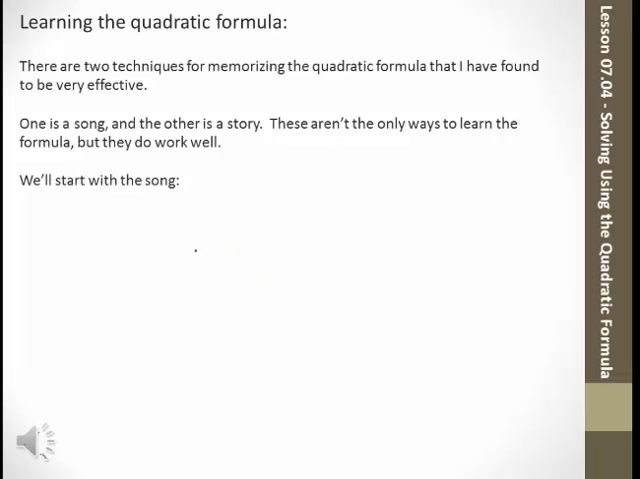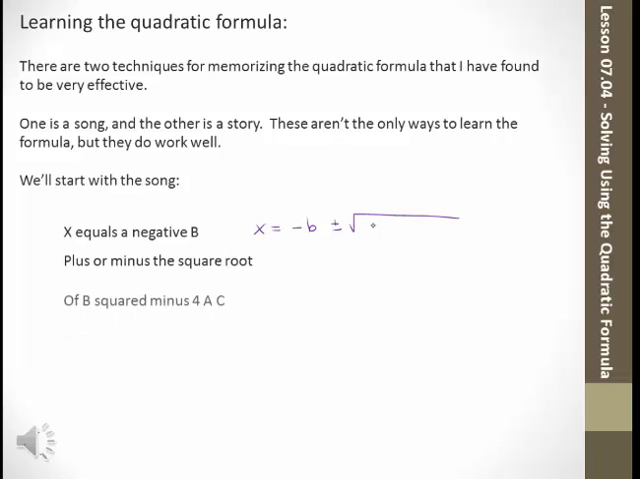So now we can actually sing the quadratic equation to the song, Pop Goes the Weasel, and it goes like this. X equals a negative b plus or minus the square root of b squared minus 4ac all over 2a.